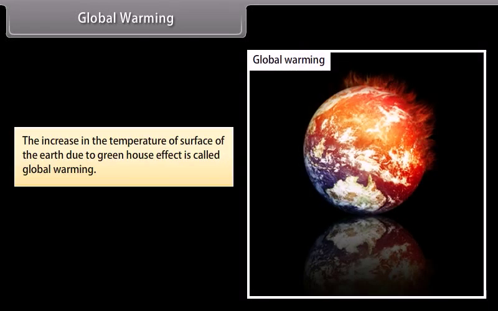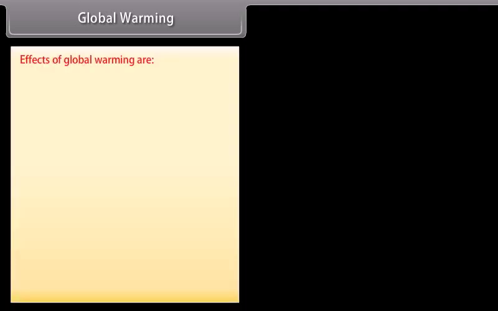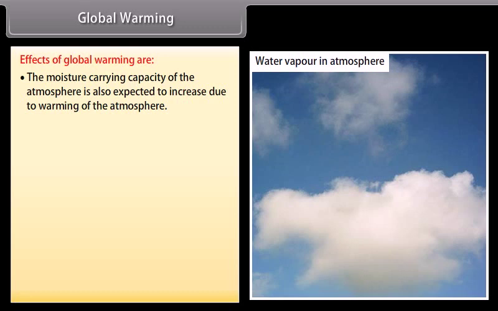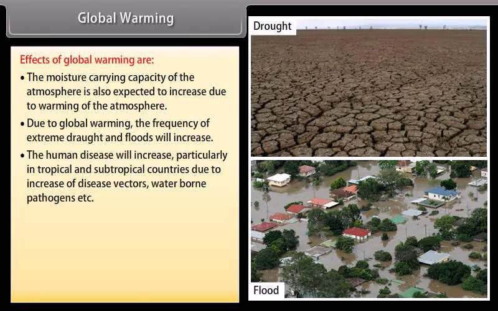Global warming. The increase in the temperature of the surface of the earth due to greenhouse effect is called global warming. Effects of global warming are: the moisture carrying capacity of the atmosphere is also expected to increase due to warming of the atmosphere. Due to global warming, the frequency of extreme drought and floods will increase. Human diseases will increase, particularly in tropical and subtropical countries, due to increase in disease vectors, waterborne pathogens, etc.